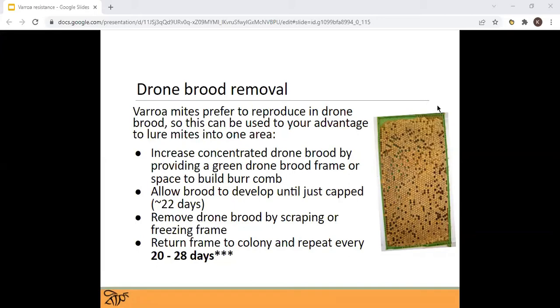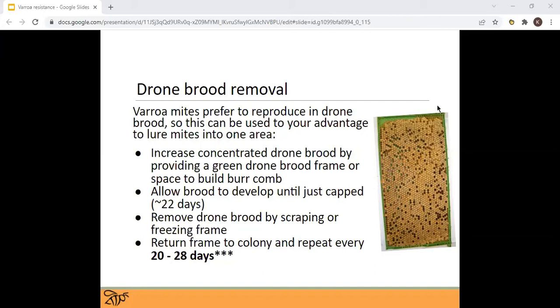So when you put the drone brood frame in, or allow the bees to create drone brood in an open space, you're going to let that happen until the drone brood is capped over. So until the Varroa mites crawl in that cell and get trapped by that capping, and then you're going to remove it from the colony.